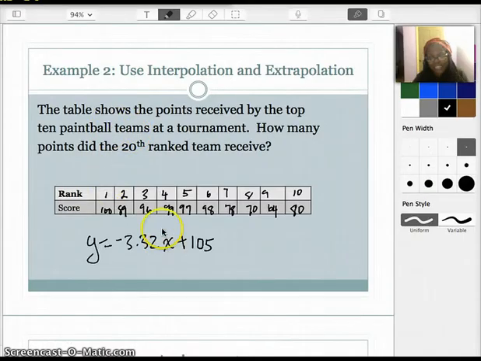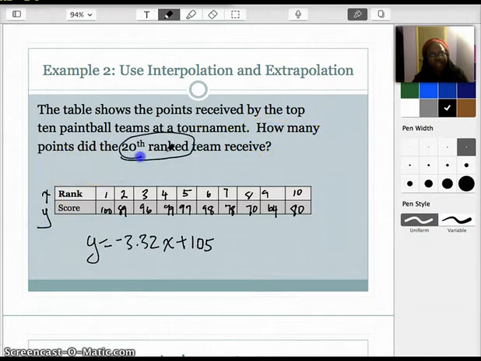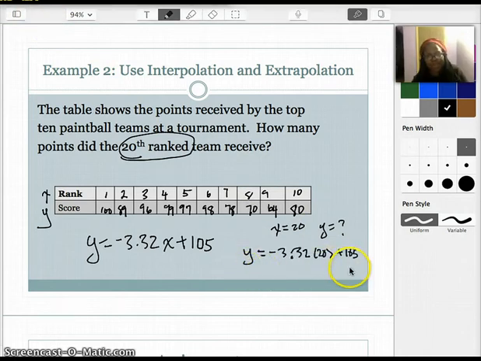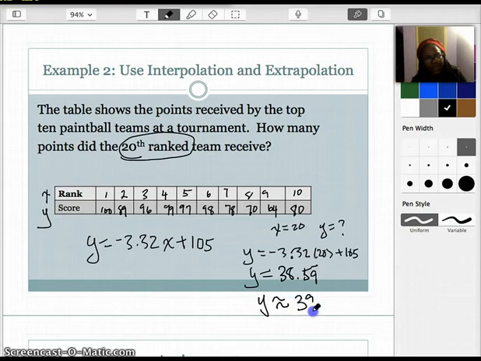Now that I've got this handy dandy equation, nothing's stopping me, right? In this problem, x refers to the ranking and y refers to the score. We need to know how many points the 20th ranked team got. So I'm looking for: if x is equal to 20, what does y equal? I just plug it right into my equation, and I see that y is 38.59 repeating, with that little bar up there, which is kind of ridiculous. So I'm going to write y is approximately 39. So the 20th ranked team probably got approximately 39 points.